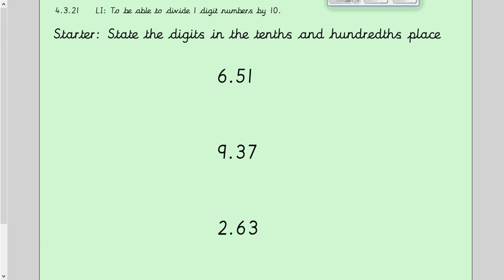Okay, let's go through the answers then. So tenths I will do in red. So 6.51, 5 is in the tenths place, 9.37, 3 is in the tenths place, and 2.63, 6 is in the tenths place. And then hundredths, 1 is in the hundredths place for this one, and then 7, and then 3. So that's just based on what we did yesterday, thinking about your place value grid, what part of the grid they'd be in, tenths, that would be in hundredths. So hopefully that was all quite straightforward for you.